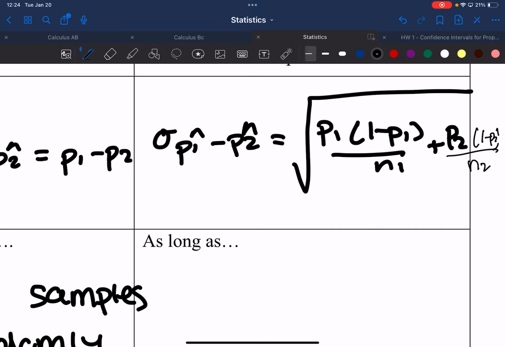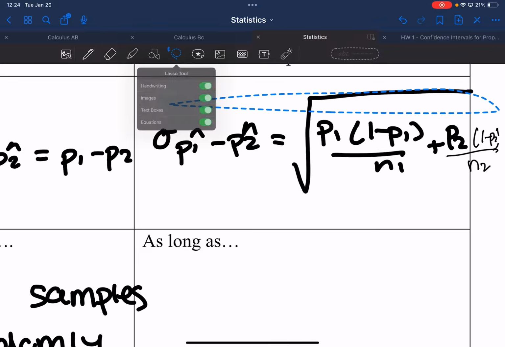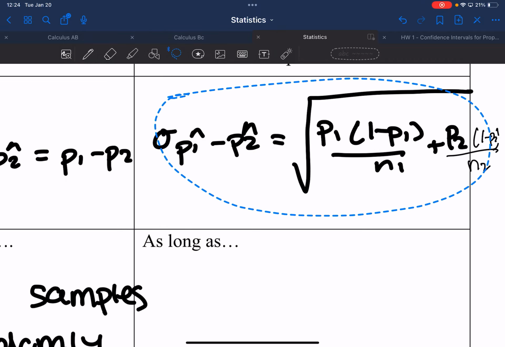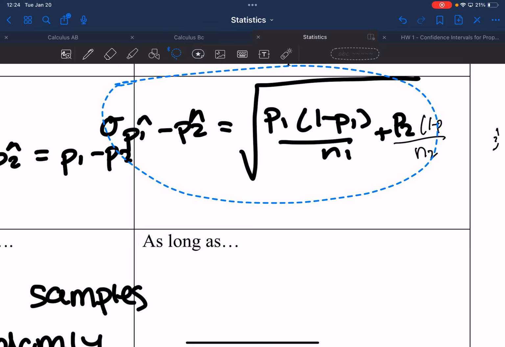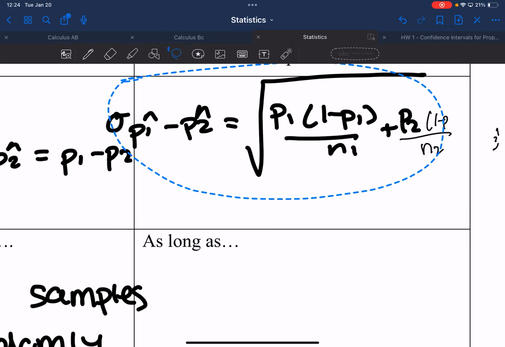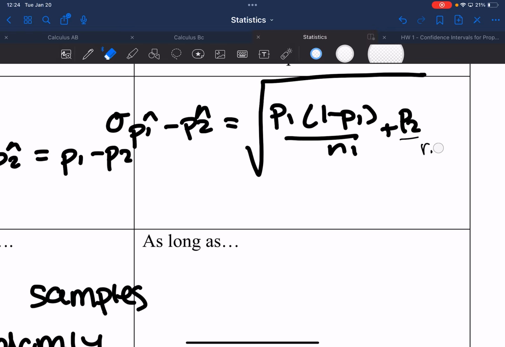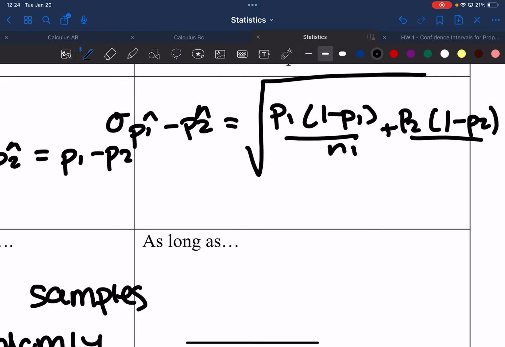Sorry, I'm running out of room here. Let me see if I can move it some. We'll do it like that.